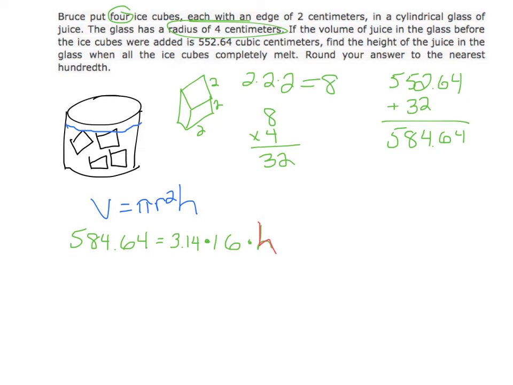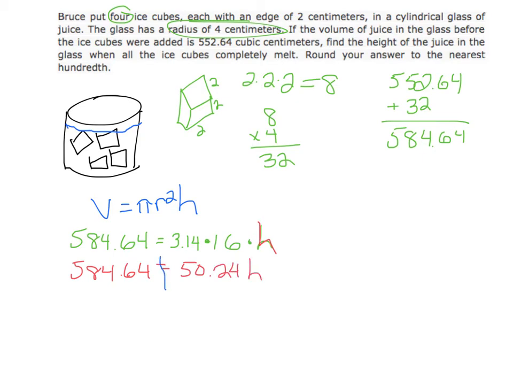So here's what we'll do. 584.64 equals, and we will multiply 3.14 times 16. So using your calculator, 3.14 times 16 comes out to 50.24 h.